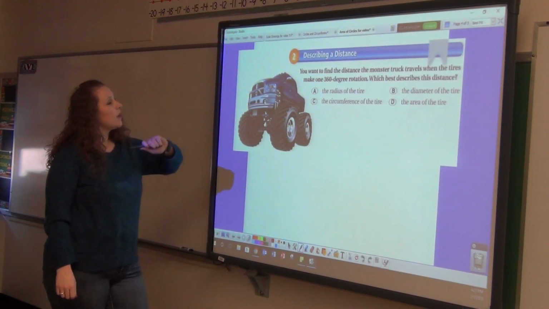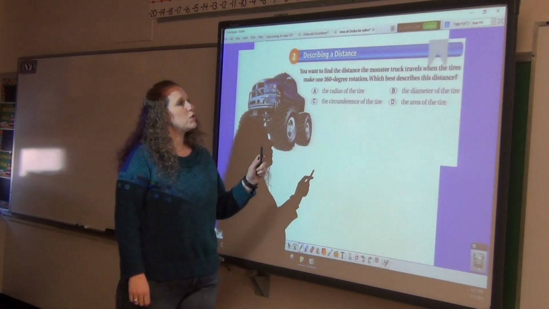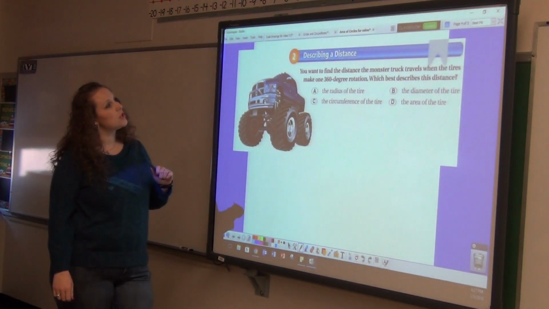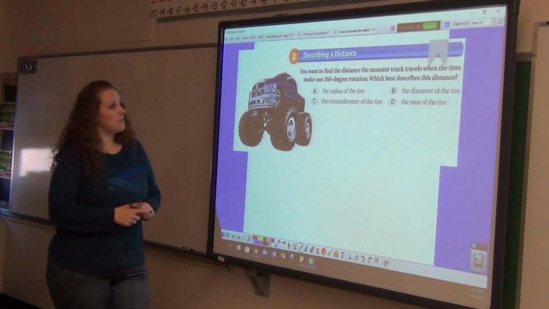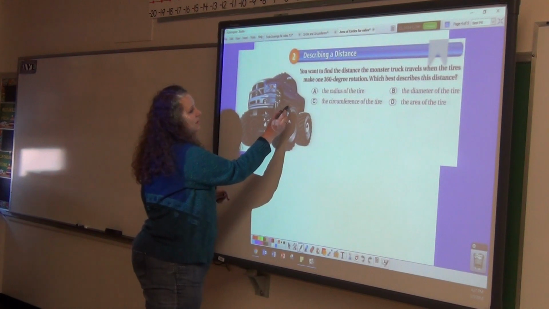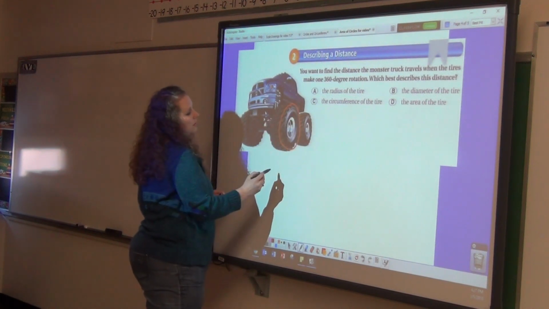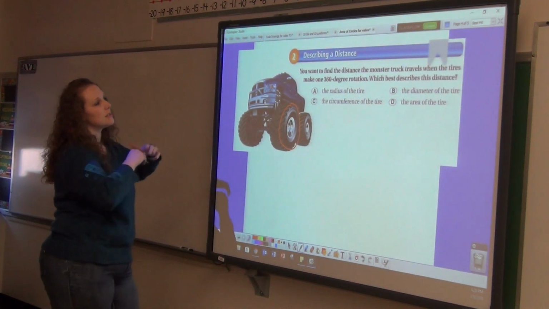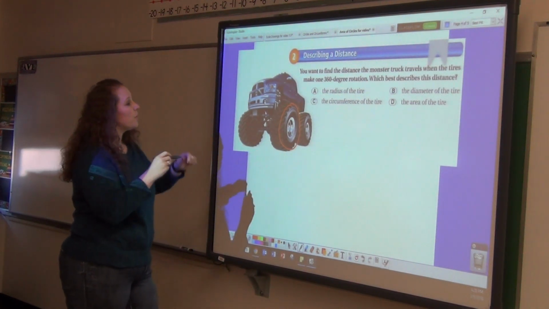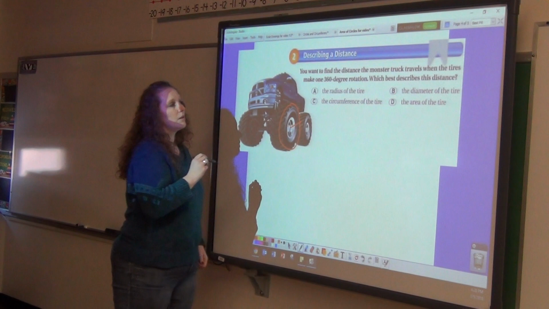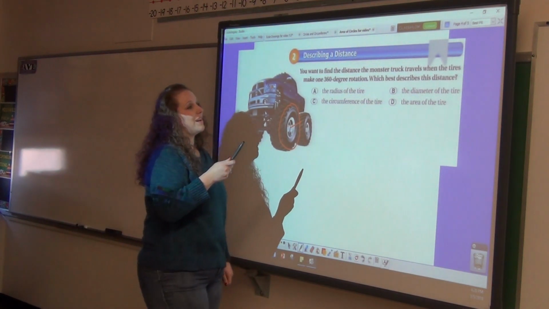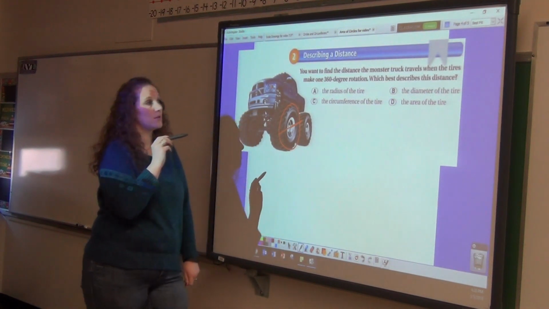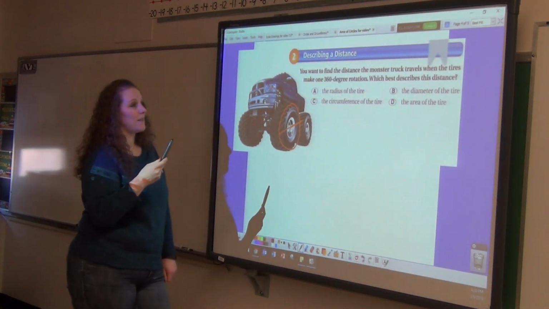All right. If you want to find the distance the monster truck travels when the tires make a 360-degree rotation, which best describes that distance? So we're talking about this distance right here. If that monster truck moves, it's going to move that distance of the tire. The radius goes from here to here. That monster truck is moving a lot more than that. The diameter goes from here to there, and that monster truck is moving a lot more than that.